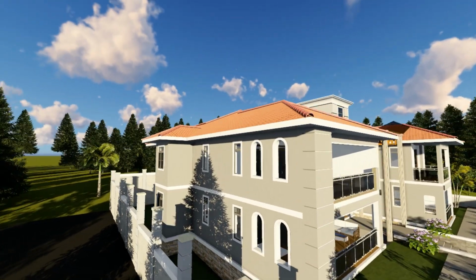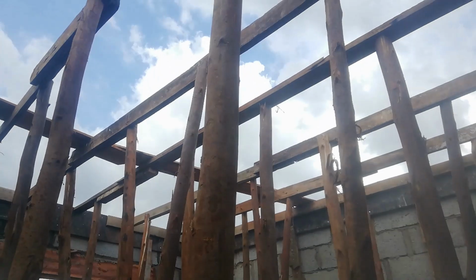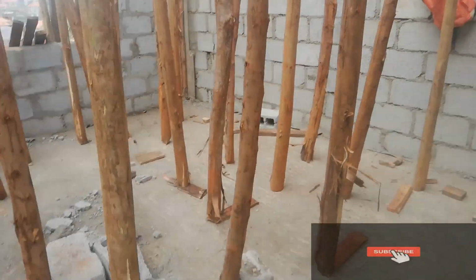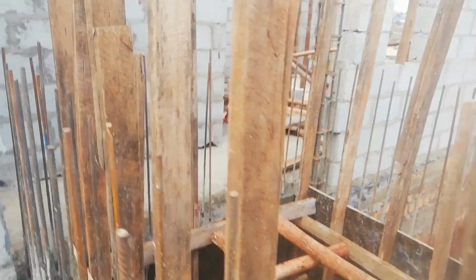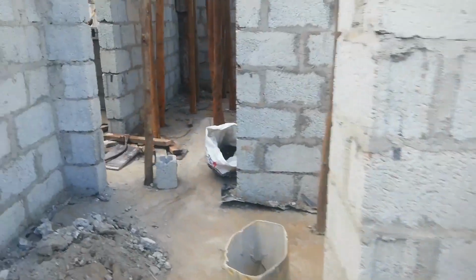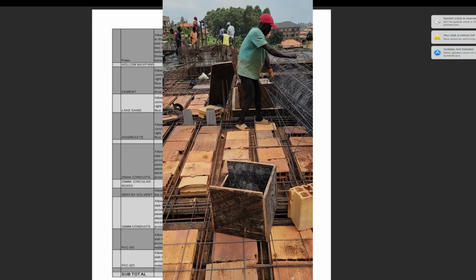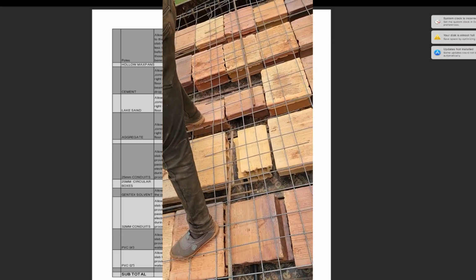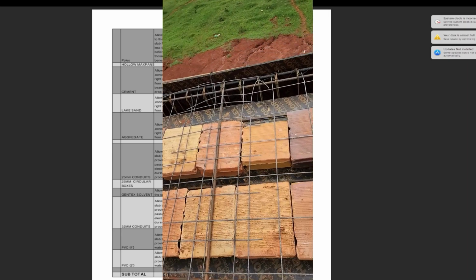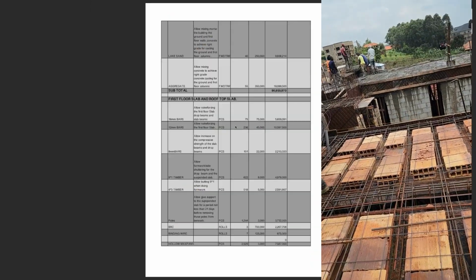Still under our superstructure, we bought poles. Now these poles were used to support that first floor suspended slab. We usually place them beneath the first floor suspended slab to support it for a period not less than 21 days. So we bought 1,244 pieces, and each piece costed us 3,000 shillings, and that costed us 3,732,000 shillings.